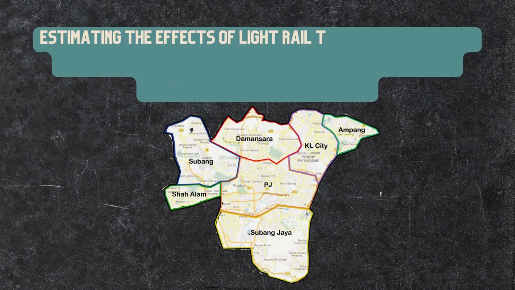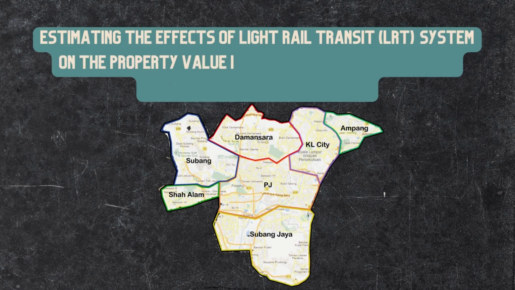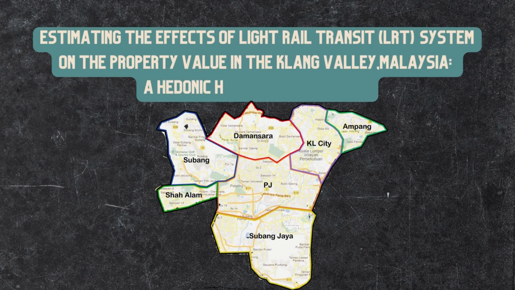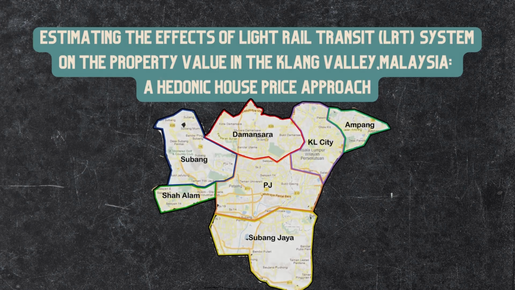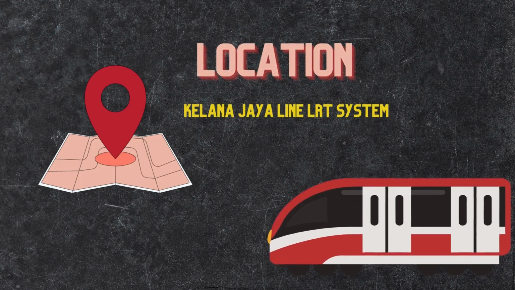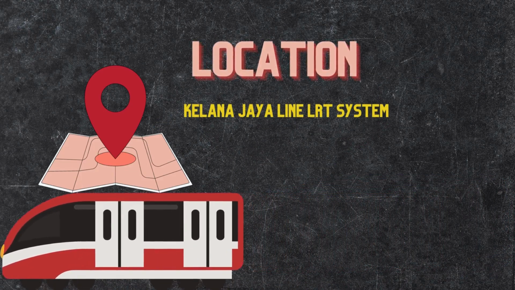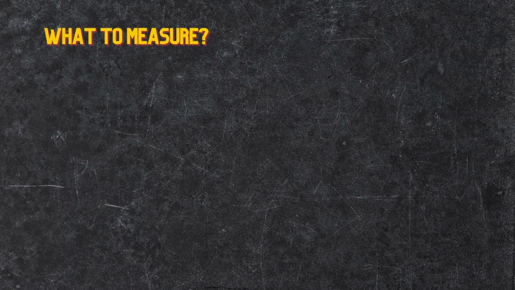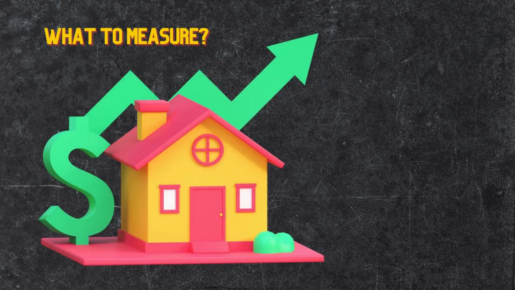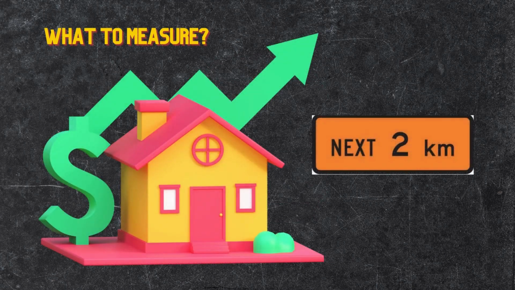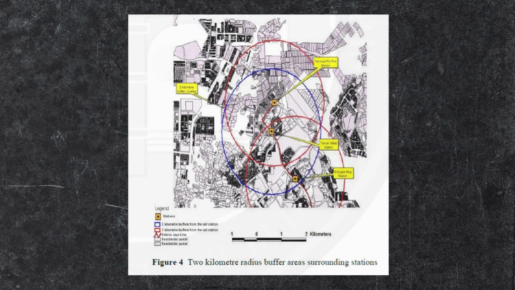Estimating the effects of the light rail transit (LRT) system on property value in the Klang Valley, Malaysia, a hedonic house price approach. The location for this case study is the Kelana Jaya Line LRT system. The aim of this case study is to estimate the effects of the LRT system on the prices of houses located within a 2 km radius of Kelana Jaya LRT station.